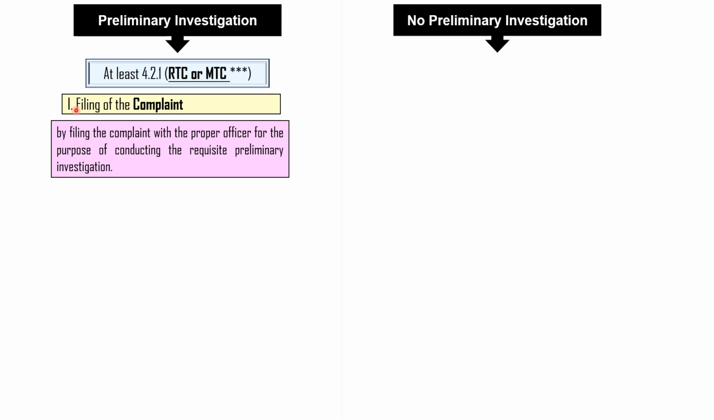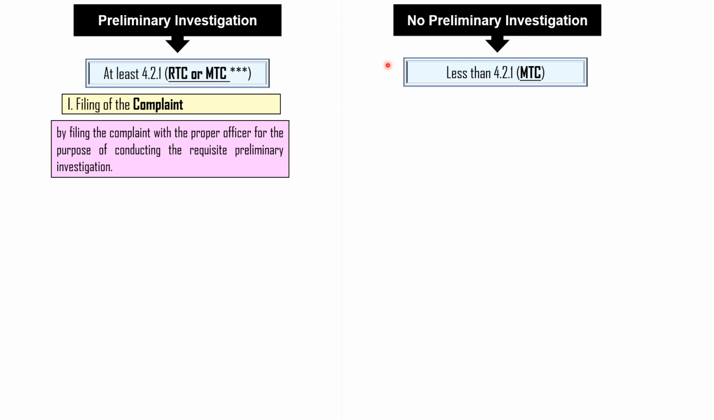So we are done with the first step, or the first procedure, if a case requires a PI, that is the filing of the complaint. So we're now going to compare it to a case which does not require a PI. Again, when is PI not required? When the penalty is less than 4 years, 2 months, and 1 day, and MTC has jurisdiction.